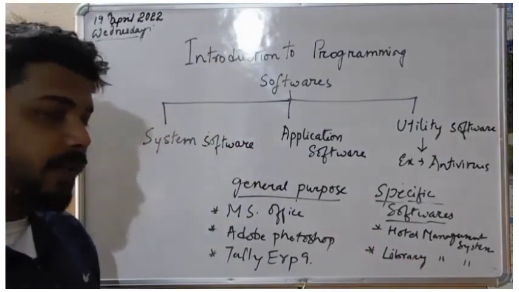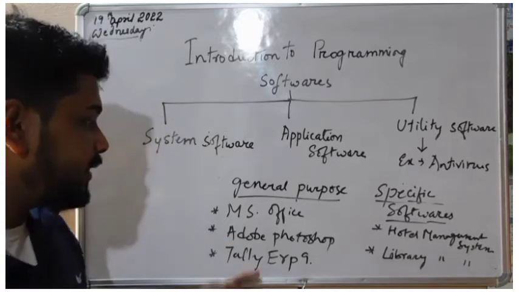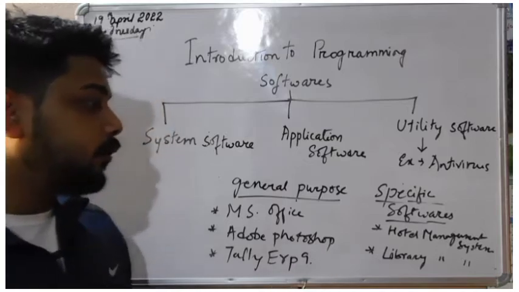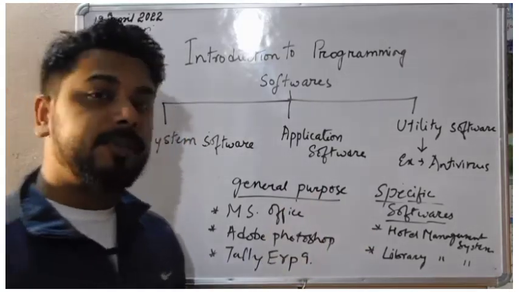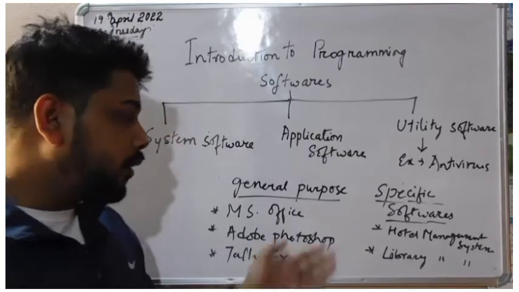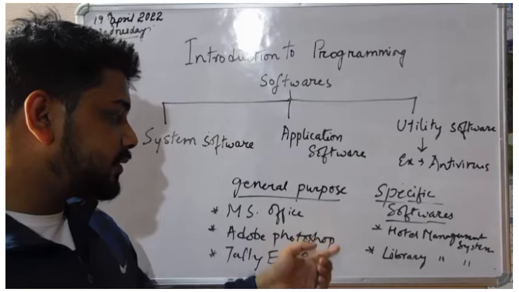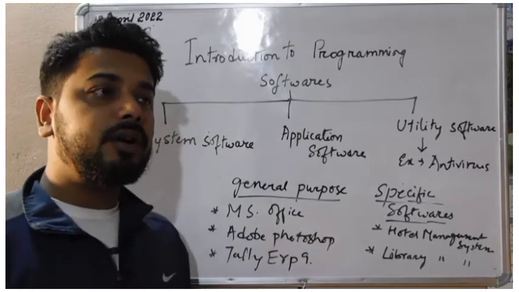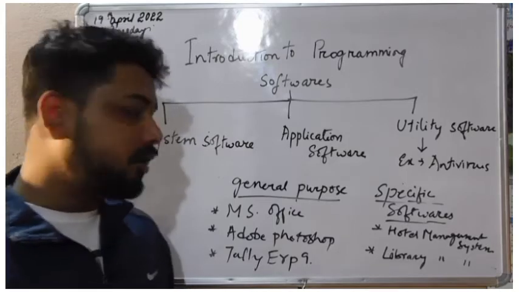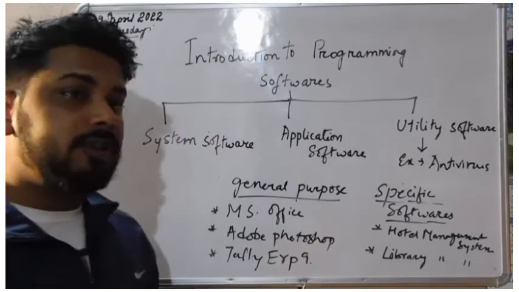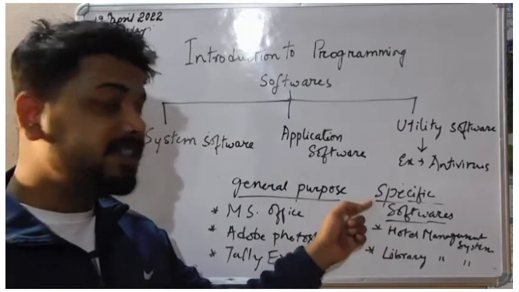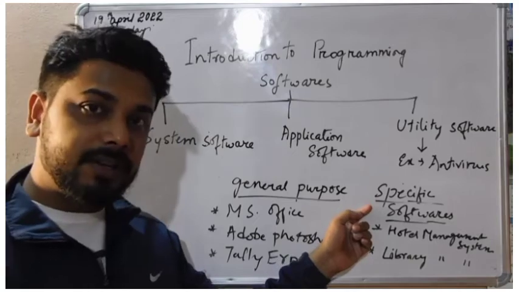So what is the difference between them? In MS Office, Adobe Photoshop or Tally ERP9, these are general purpose, meaning every person in the world or in India can use them, and they are made in such a way that you do not need any prior training. Any person who has a little bit of computer knowledge can use these software. One more thing, many extra features are also available in these software which are not there in specific software. So what are specific software?